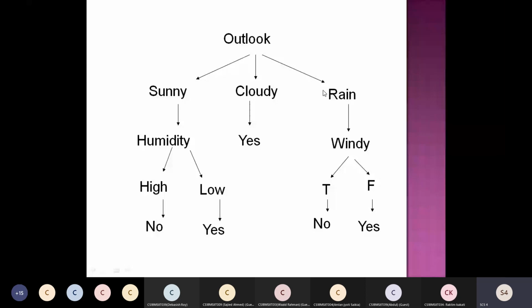If it is raining, then along with windy conditions, meaning very strong wind, you decide not to play, that is, no.